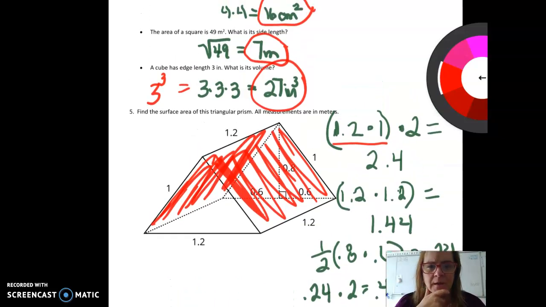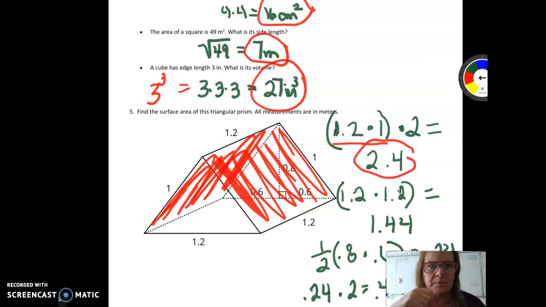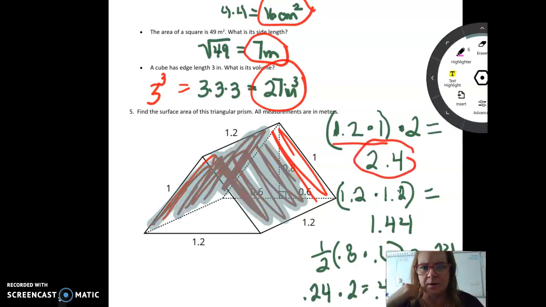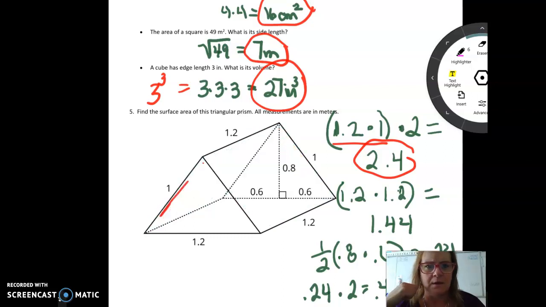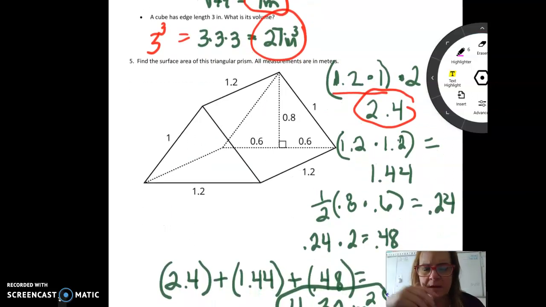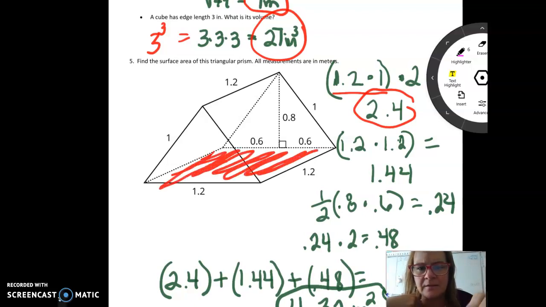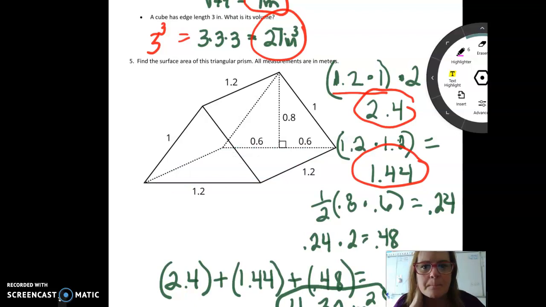And there are 2 of them. So I just did 1 and 2/10 times 1 times 2, and I got 2.4. Now I'm going to erase that so we can see where I need to go next. Now I'm going to do the bottom face, this rectangular face down here at the bottom. It's a tiny bit wider, right? So it's 1.2, or 1 and 2/10 times 1 and 2/10, which is 1 and 44/100. So again, I'm going to erase that, and then I'm going to do the triangular bases.